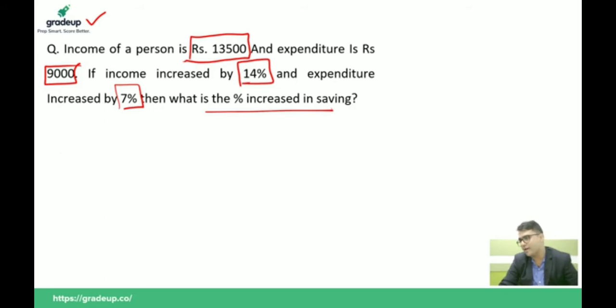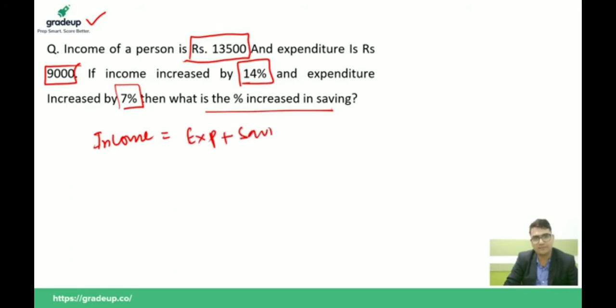Okay, very good, Vipin. Now, guys, listen. As you all know, income is equal to expenditure plus saving. Okay, this you all know. Income is equal to expenditure plus saving.